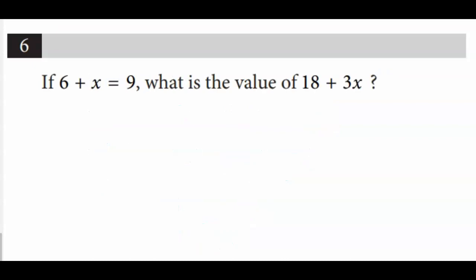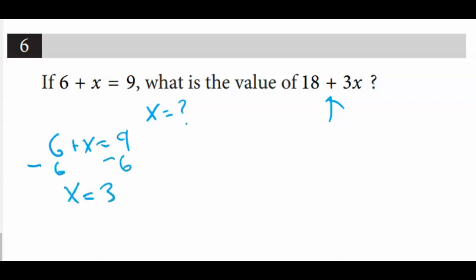All right, number 6. If 6 plus x equals 9, what is the value of 18 plus 3x? So what do we need to do? First thing, we need to figure out what x is, and then plug it into this equation. And the first step we go about doing that is 6 plus x equals 9. Since this is a full equation, we can find out what x equals. So all we need to do is subtract 6 from both sides. Then we get x equals 3.